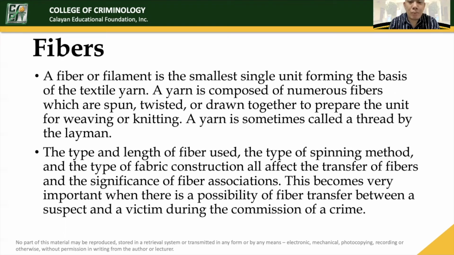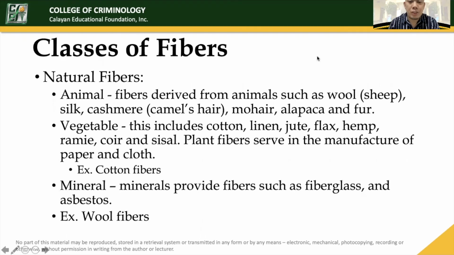So the type and length of fiber used, the type of spinning method, and the type of fabric construction all affect the transfer of fibers and the significance of fiber associations. So this becomes very important when there is a possibility of fiber transfer between a suspect and the victim during the commission of a crime. So these are the classes of fibers.